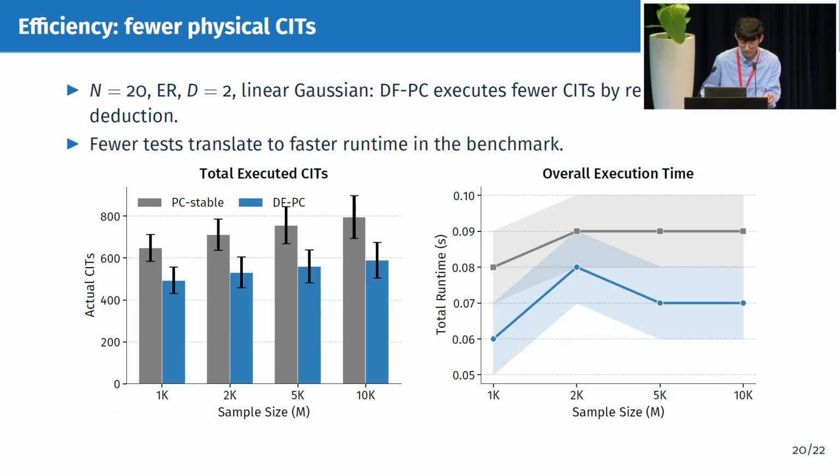Next, efficiency. In the linear Gaussian setting, DFPC consistently executes fewer physical CITs than the PC algorithm, and this reduction also translates into lower overall runtime. So even though the Deduce engine performs recursive logical inference, its overhead is small enough that replacing statistical tests still gives a net computational benefit.